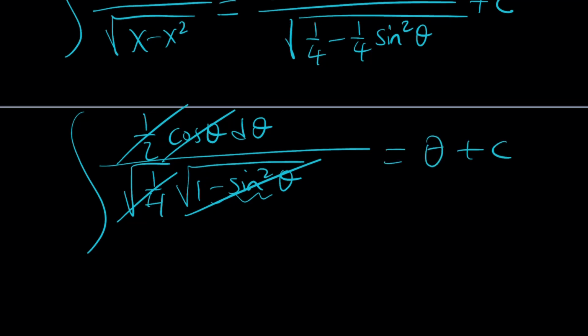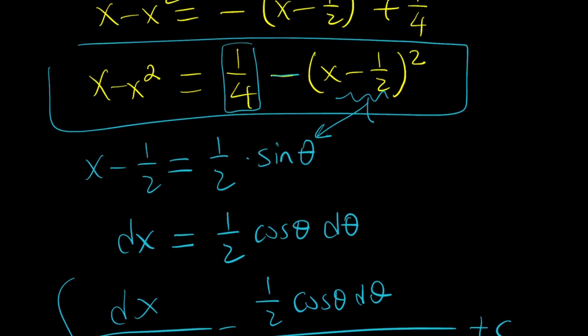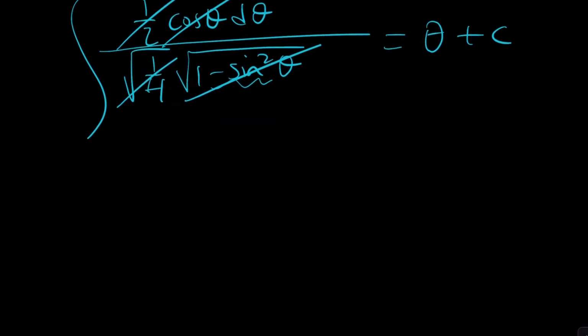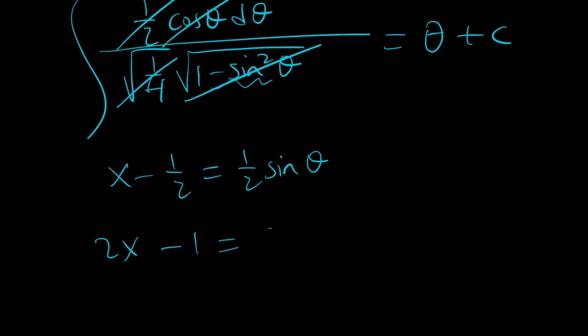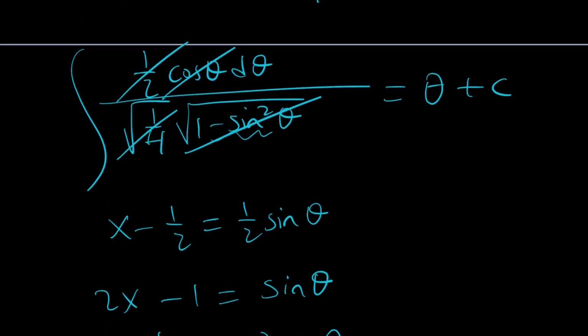But what is theta? That's what we've got to find out, right? Well, let's see. x minus 1/2 is 1/2 sine theta. We could probably multiply both sides by 2. That's going to give us 2x minus 1 equals sine theta. And then we can do the inverse sine thing. So the inverse sine of 2x minus 1 is just going to be theta. So that is the answer.